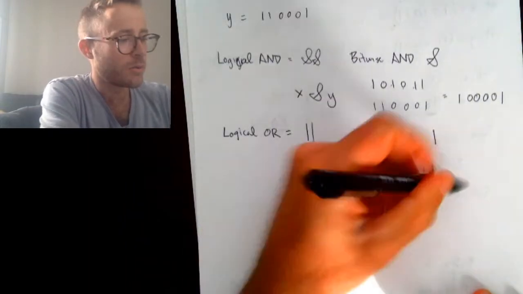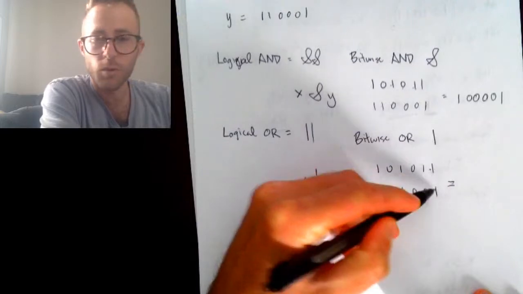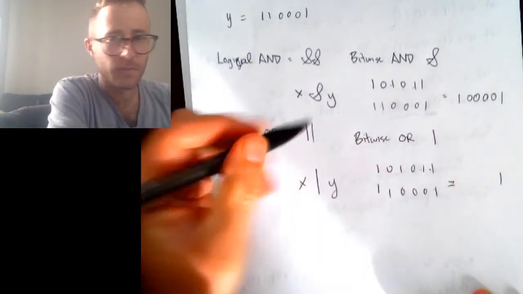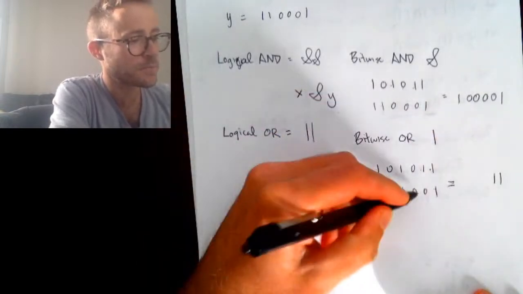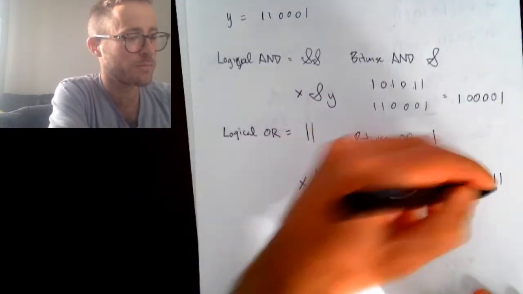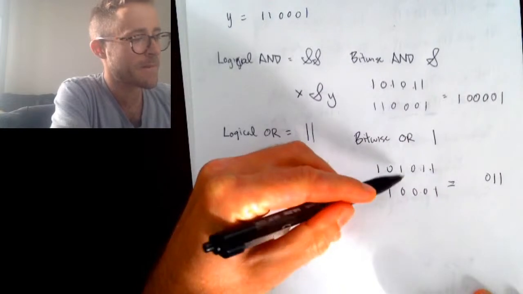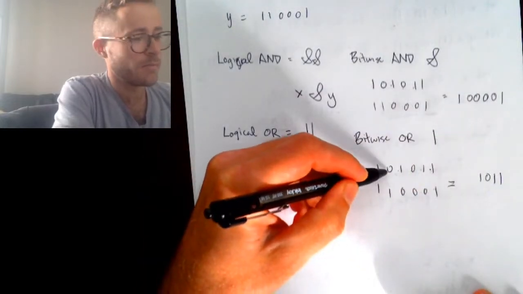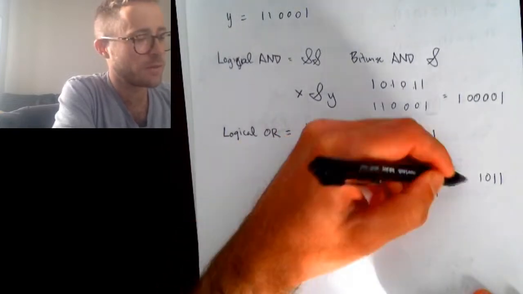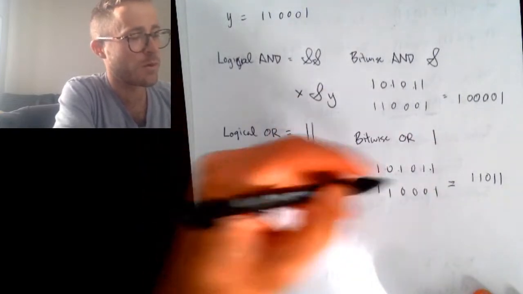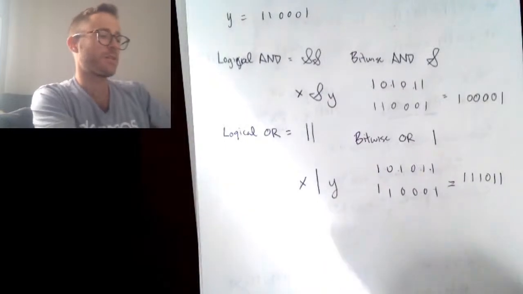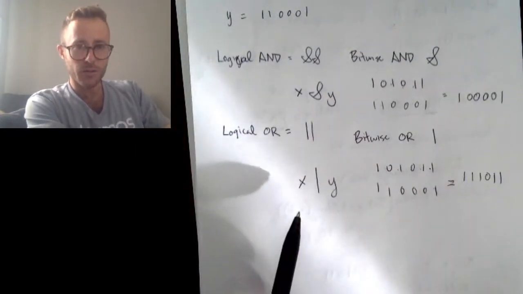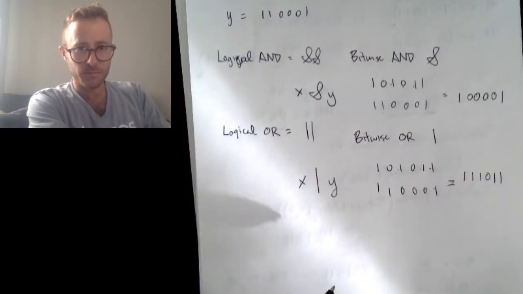So what is that going to be equal to? 1 or 1 is 1. 1 or 0 is 1. 0 or 0 is 0. 1 or 0 is 1. 0 or 1 is 1. And 1 or 1 is 1. Okay? So that would be the result of the bitwise OR operation.